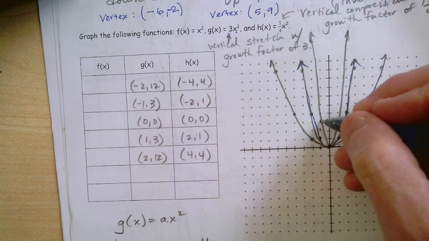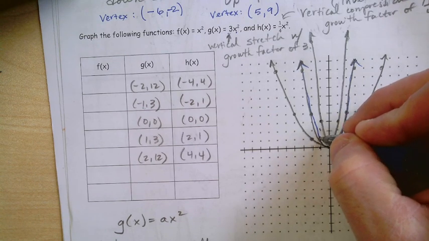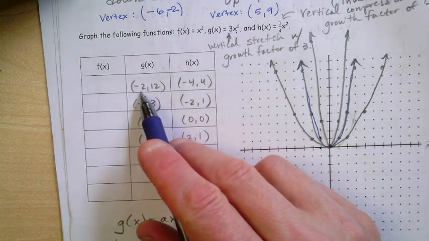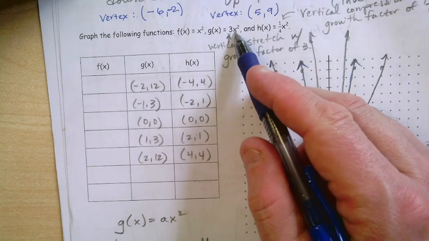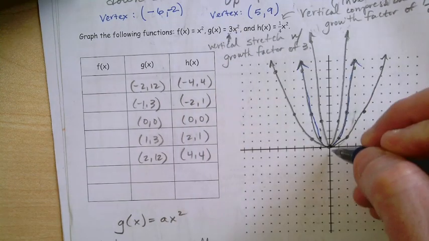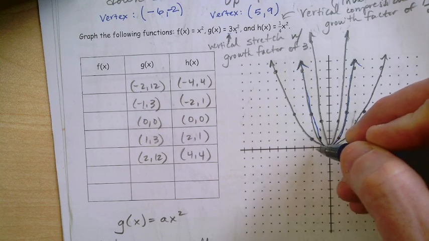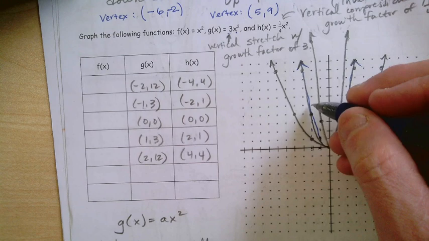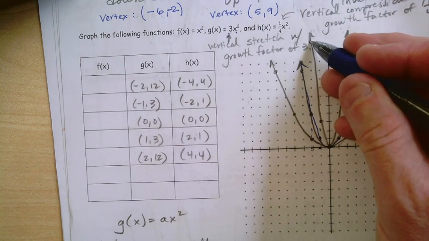3 times as tall as it was before. I wonder if that's just a coincidence. Let's look at negative 2. If I plug in negative 2 here, negative 2 squared is positive 4 times 3, which is 12. So instead of going over 2 and up 4, I'm going over 2 and up 10, 11, 12.